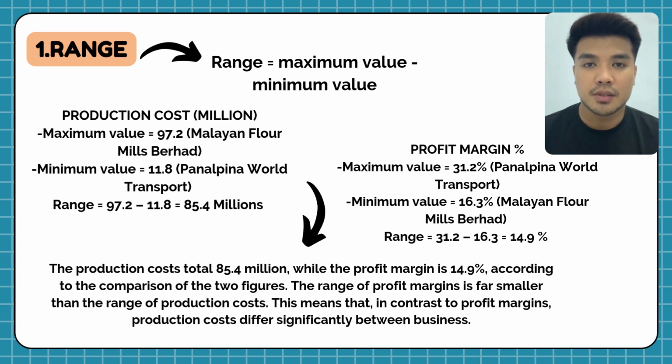While for the profit margin, the maximum value is Panalpina World Transport, which is 31.2%, and the minimum value is Malayan Flour Mills Berhad, which is 16.3%. So the total range for profit margin is 14.9%. According to the comparison of the two figures, the range of profit margins is far smaller than the range of production costs. This means that, in contrast to profit margins, production costs differ significantly between businesses.